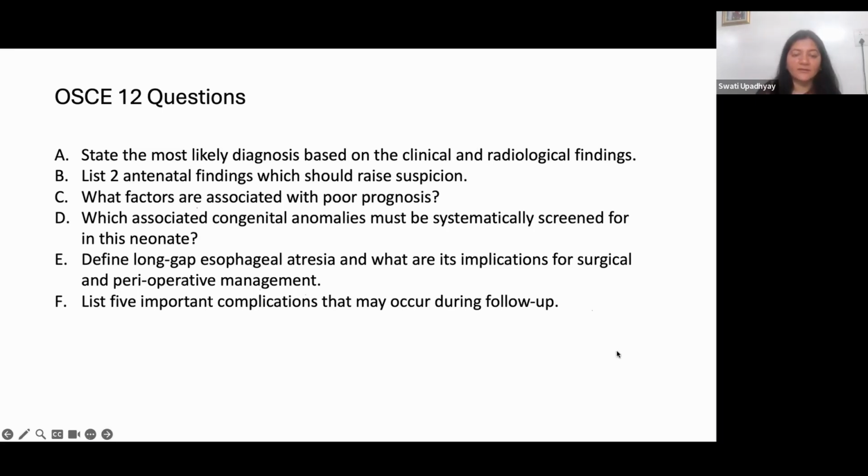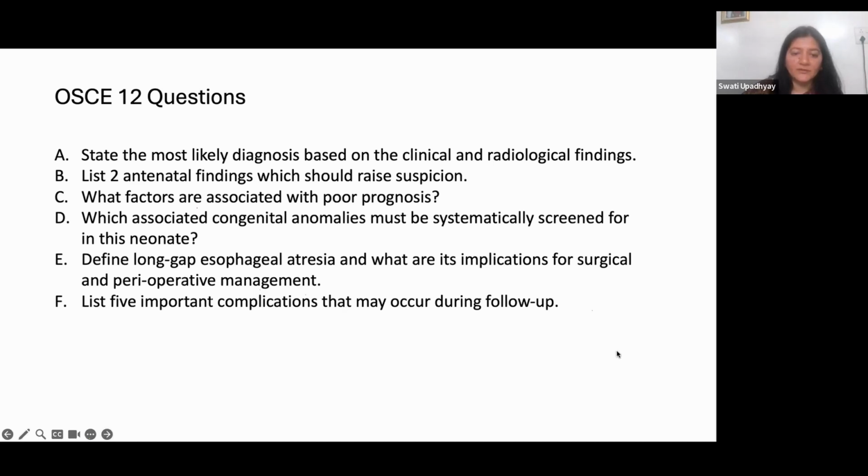Vertebral, yes, I think that's an easy one. So vertebral, anorectal, cardiac, tracheoesophageal, renal, and limb anomalies. All the babies who have TEF, they must be systematically screened for the associated vertebral group of anomalies. Now, what is long gap esophageal atresia, and what are the implications for surgical and perioperative management?